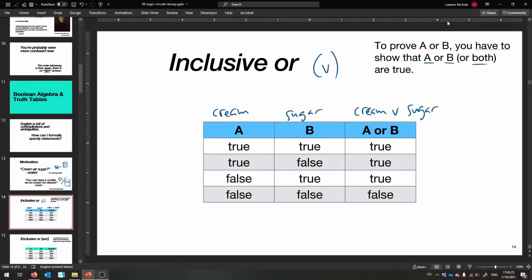To be true. All right, so this is called a truth table, and it shows us all the possibilities and when this thing that we're defining is true or false. Okay, so you'll get used to it, I promise. This is a truth table.